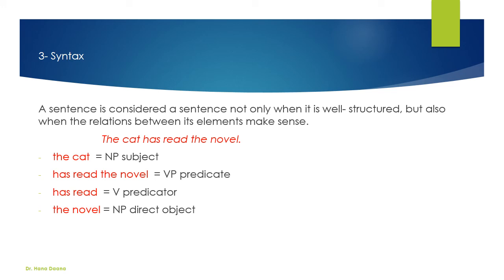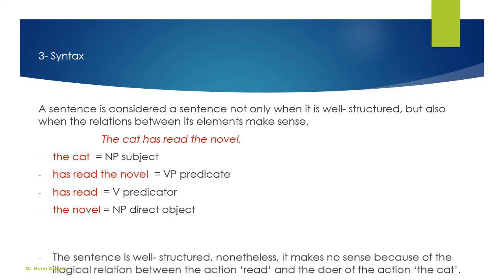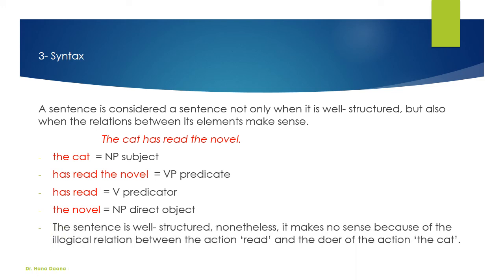And then we have another noun phrase here that syntactically functions as a direct object, which includes the article, determiner the, and novel is the noun head. Thus, what we have here is a sentence that is well structured. Nonetheless, it makes no sense at all.